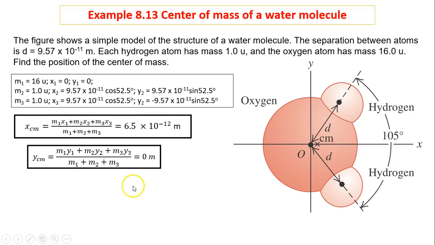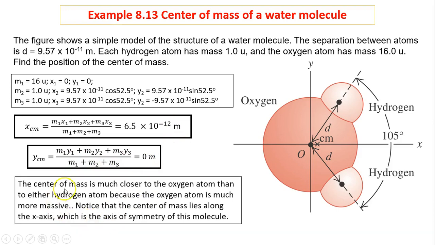After you plug everything into the equation, this is the result. The x center of mass is 6.5 times 10 to the negative 12 meters, and the y center of mass is 0. What does this tell us? The center of mass is much closer to the oxygen atom than either hydrogen because the oxygen atom is much more massive. Notice that the center of mass lies along the x-axis. This is because the x-axis is the axis of symmetry of this molecule.